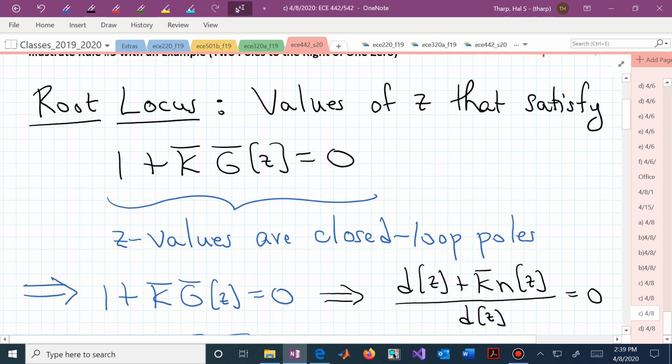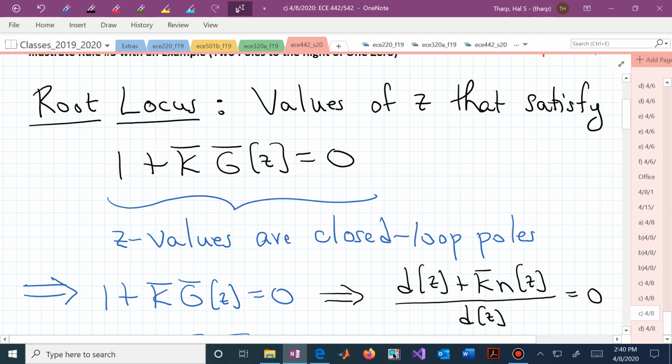Those are the locus of roots that result by changing k bar from 0 to infinity and finding, for each of those values of k bar, what the values of z are that cause 1 plus k bar g bar of z to equal 0. If g bar has a numerator polynomial n and a denominator polynomial d, we can convert this 1 plus k bar g bar into a rational expression with a polynomial in the numerator, d plus k bar n over d.